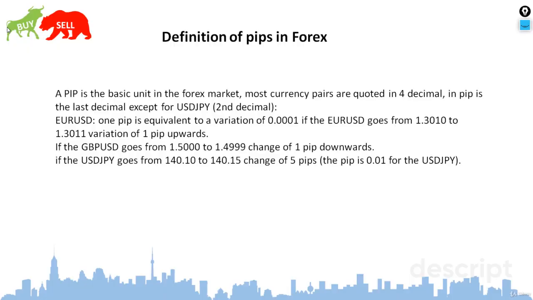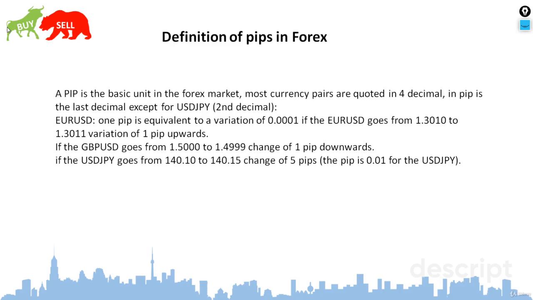We are going to start with the definition of pips in Forex. A pip is the basic unit in the Forex market. Most currency pairs are quoted in 4 decimals. A pip is the last decimal, except for USD JPY, where it is the second decimal. For EUR USD, 1 pip is equivalent to a variation of 0.0001. If EUR USD goes from 1.3010 to 1.3011, that is a variation of 1 pip upward.